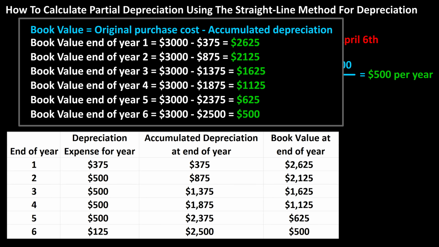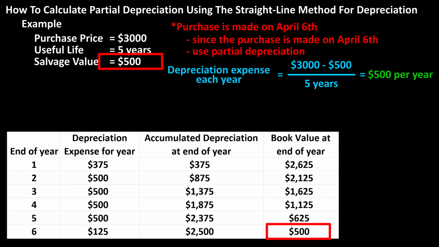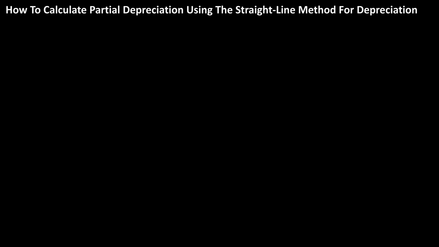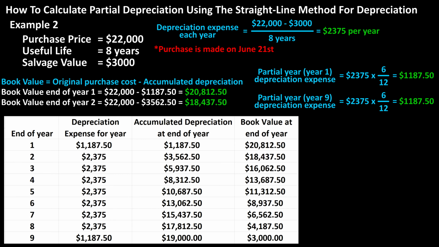In the end, the book value from the last year in the schedule, in this example year 6, should match the salvage value we started with. And it does, as it is $500. And here's another example with an original cost of $22,000, a useful life of 8 years, a salvage value of $3,000, and a purchase date of June 21st.